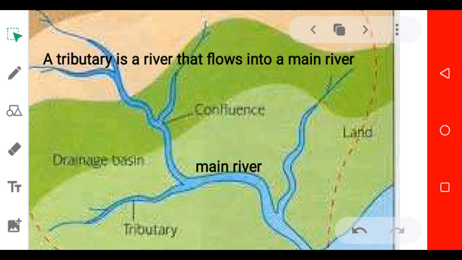Now, that's what we call a tributary. A tributary is a river that flows into a main river. For example, you can see a main river here, and you can see the branches. Those branches are called tributaries. Can you see the main river? Can you see the tributaries? Where two rivers join together, that point is called a confluence. Can you see a confluence?